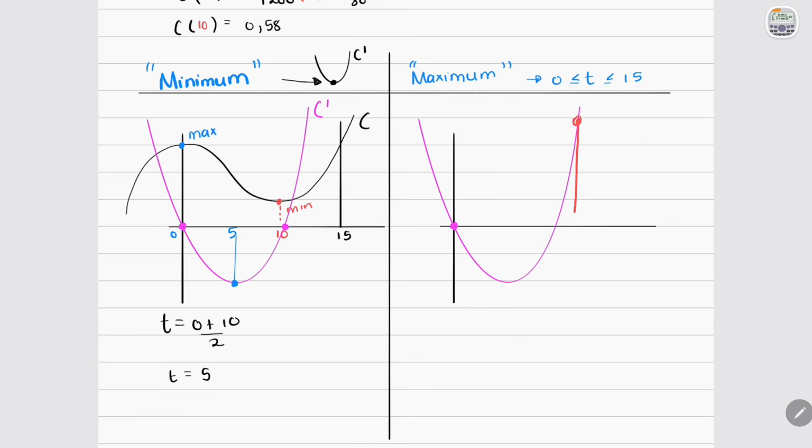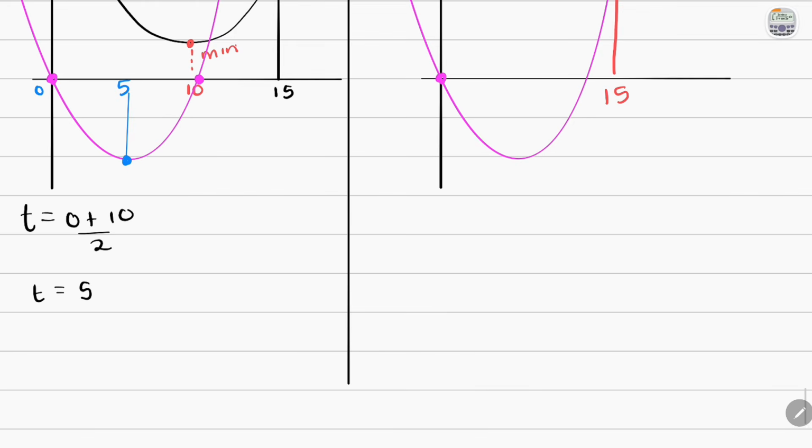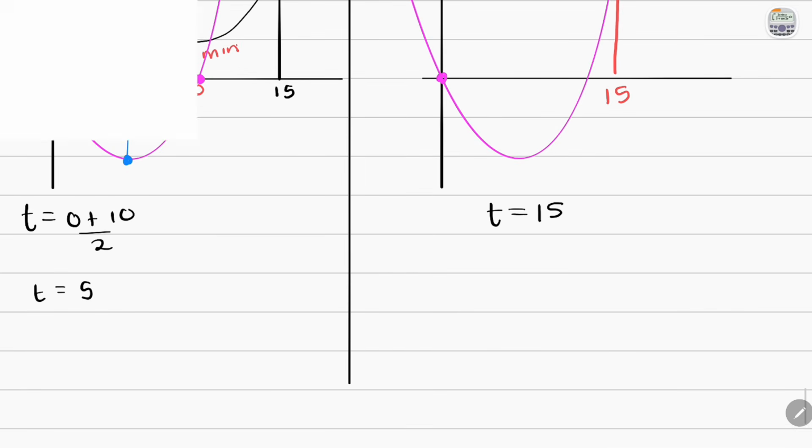I don't know what they meant, but I'm just going to keep those there. So if this was actually just a trick question, just so that you don't have to do that whole thing and think about the bounds, then here t would be equal to 15.